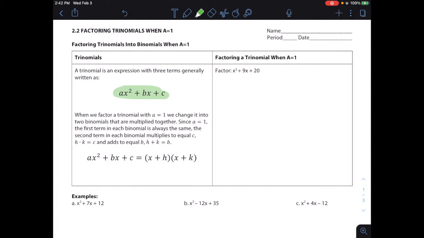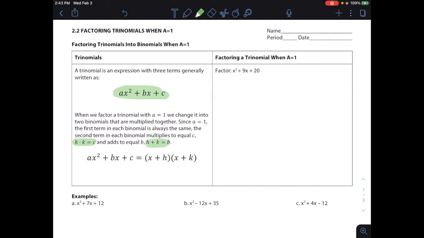And we have the letter h and the letter k in there. I chose the letters h and k just because they're two letters that represent integers again. And what we want when we factor a trinomial into two binomials is we want h and k, when we multiply them together, to be equal to c, and you can see that right here. But when we add them together, we want them to be equal to b.